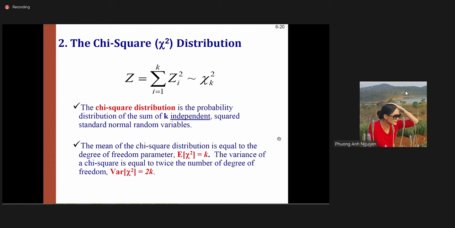From the normal distribution and standard normal distribution, we'd like to define other random variables. Chi-squared: how to define the chi-squared random variable? Suppose that we have k Z's.